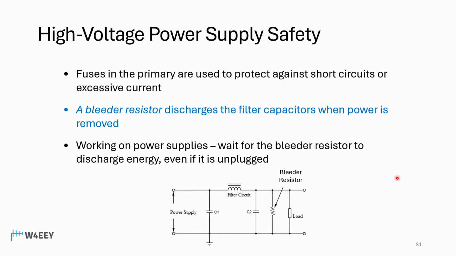Now high voltage is a serious thing because remember we said that you could have 2 amplifiers that might have up to 4,000 volts of DC. So the concept here is to use something called a bleeder resistor. So here we've got a high voltage power supply and filter. And then we've got this bleeder resistor right here.